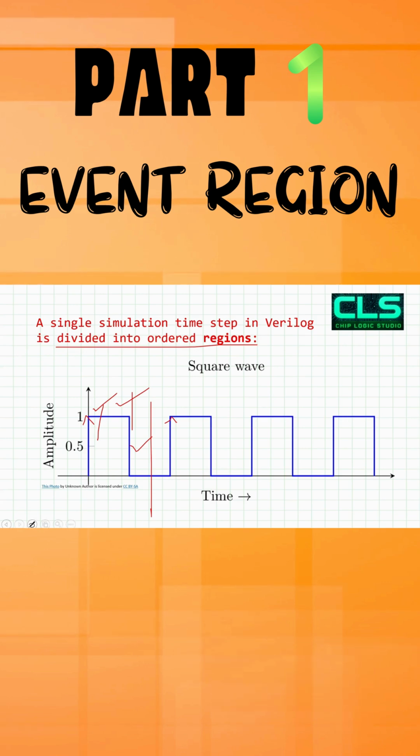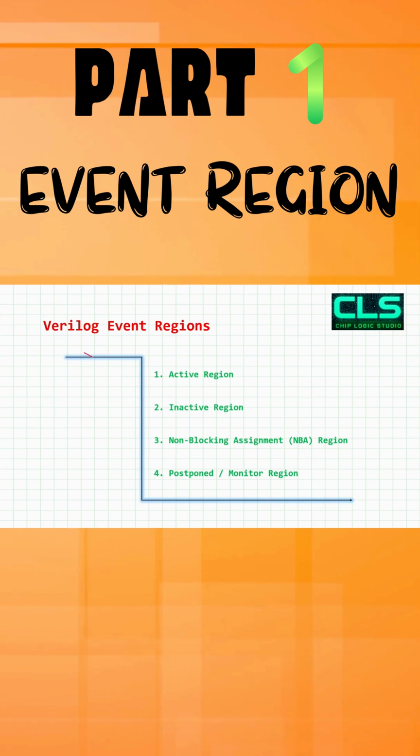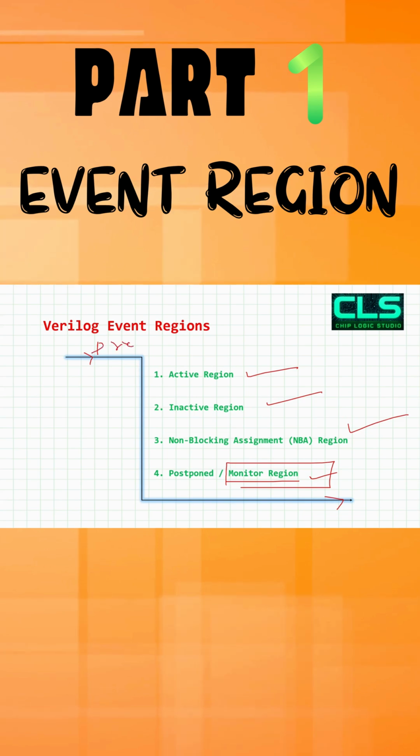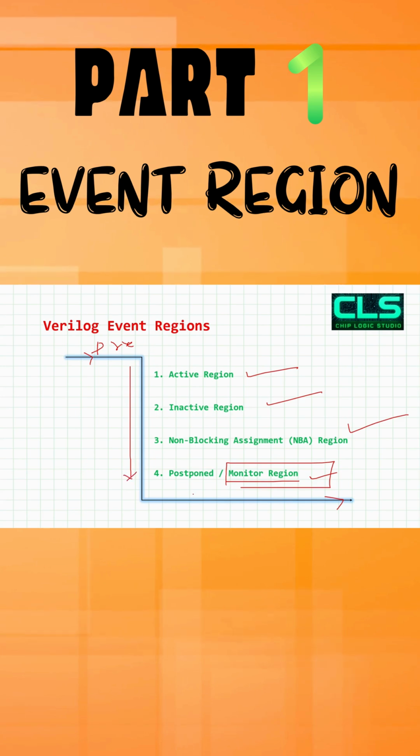Simple logic. Now the logic is that this block will start, and after all completion of the region, we will go for our next block. Between them there are 4 regions: active region, inactive region, NBA region, and monitor region or postponed region. Mostly we call this the monitor region in Verilog. Before that there is also a preponed region, but mostly we don't consider it. We directly say that there are only 4 regions, so only stick to your 4 regions.